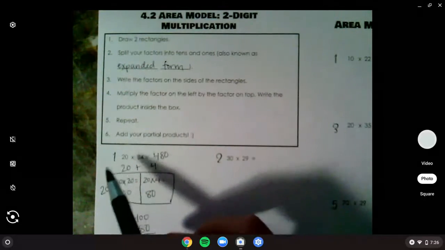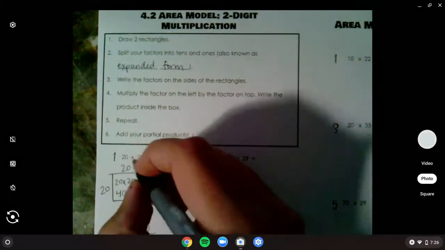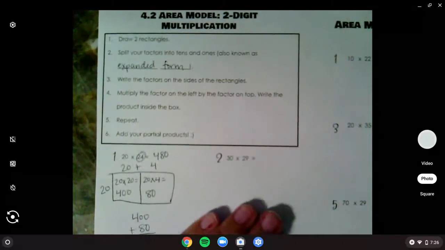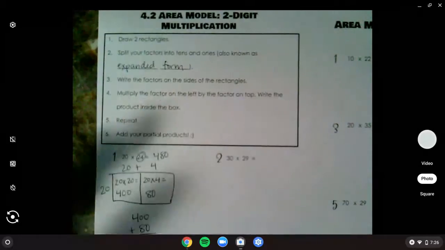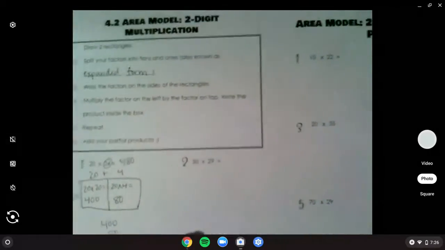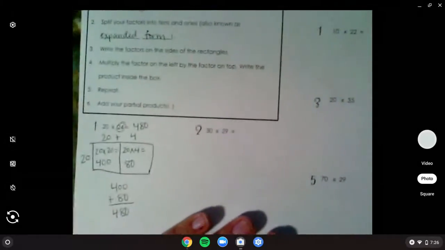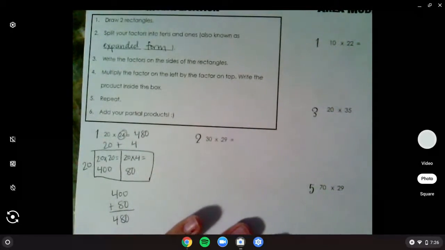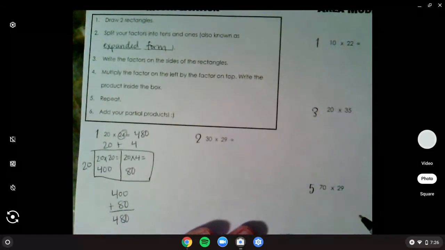Do you see how I split my one factor into tens and ones? I didn't need to do it with this one because that's already in expanded form because there's no ones. So that's all we're doing for today's practice worksheet. And our homework will be similar, except we will expand both numbers like we did in our video yesterday. Thanks for that patience again.